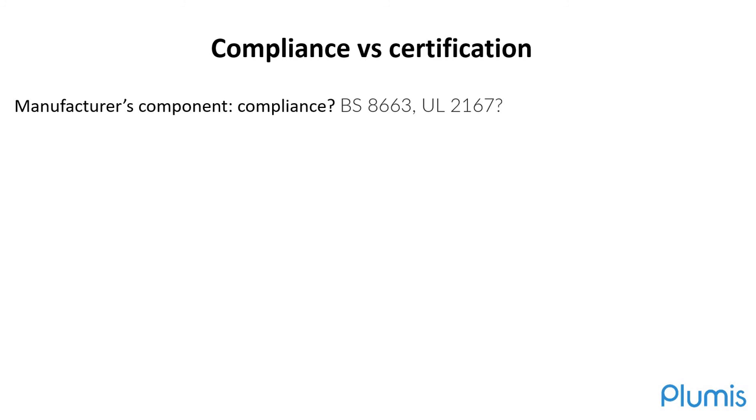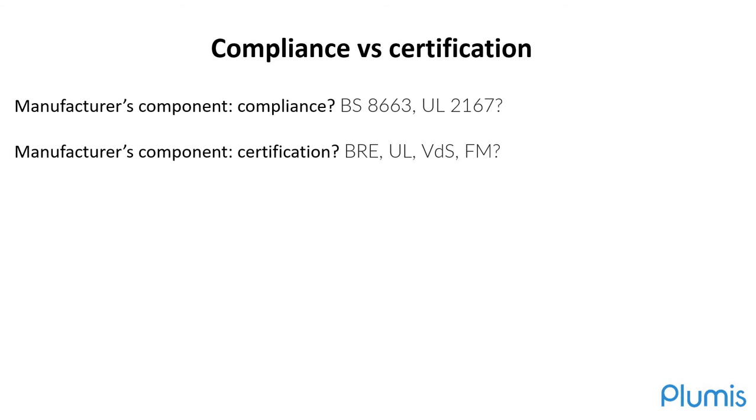First, a manufacturer can declare compliance to a standard. These are two examples of standards that have been published, although BS8663 is one that's been published for a very short time, and as a result, there are no components, no nozzles, that have yet been published with this declaration done by a third party. This is typically done by a third-party lab.